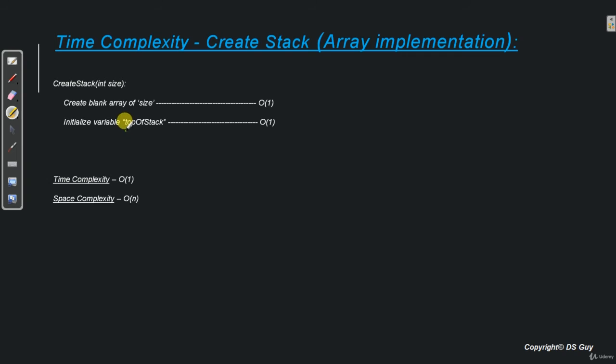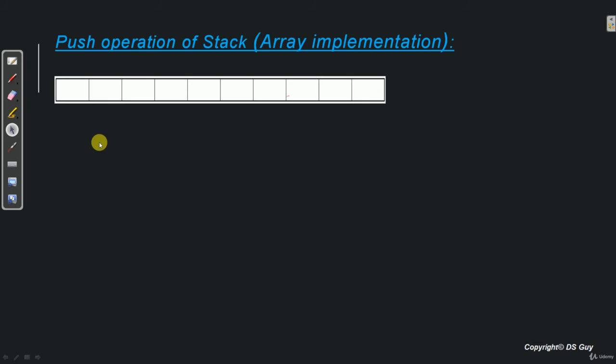Now if we see the time and space complexity of this algorithm, time complexity is O(1) because we are doing some constant operations. Space complexity is O(n) because we are initializing a blank array with the size n. So right now we have a blank stack, that is, there is no element in the stack. So the first operation that we can do is, we can push some elements in the stack. When we say the word push, we basically mean insert. So in the world of stack, we call it as push.